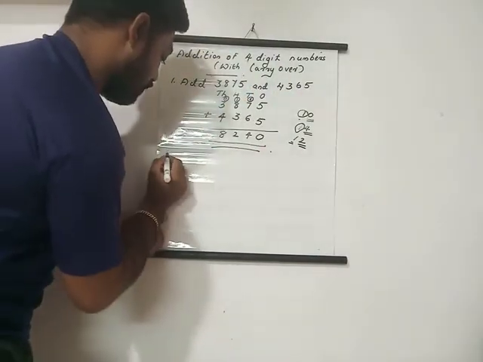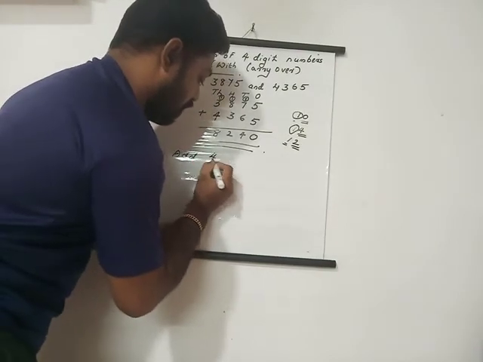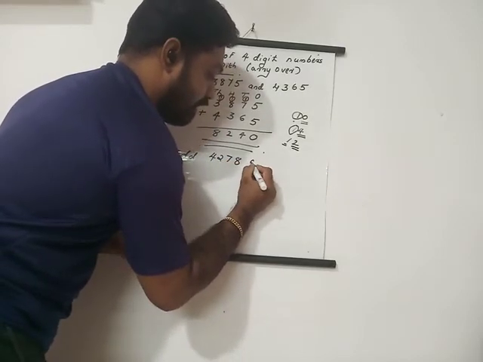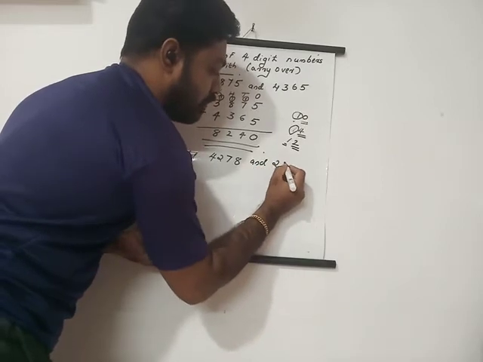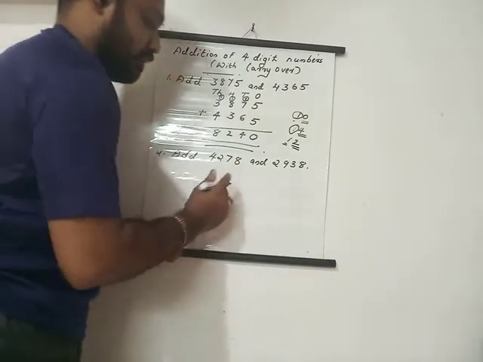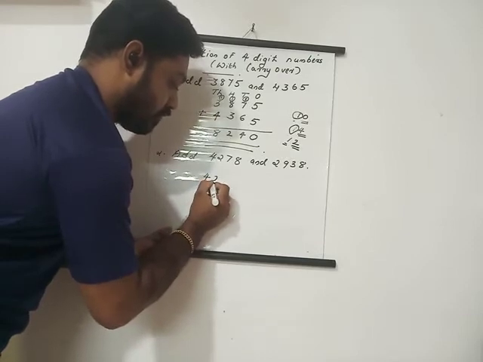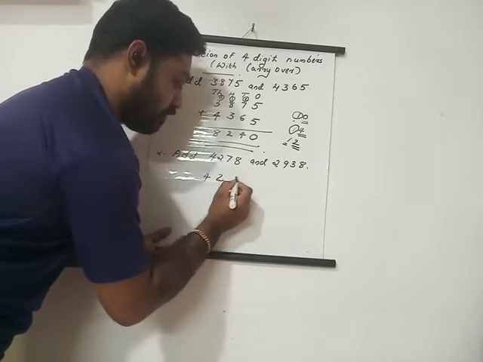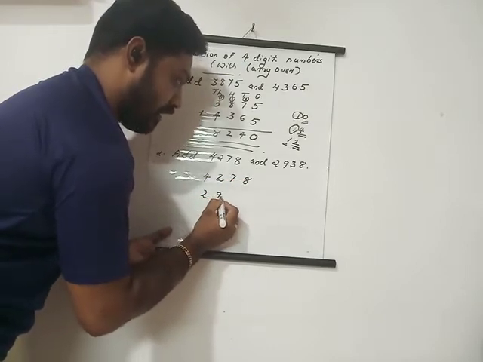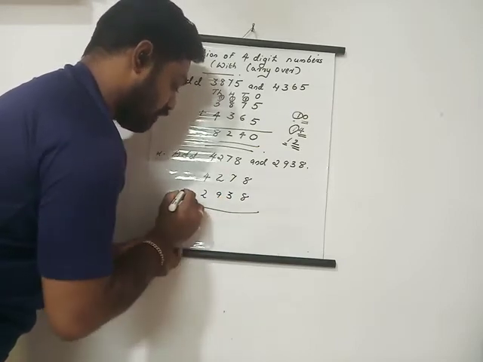Add 4278 and 2938. This is the number to add. First, write this number, 4 2 7 8, then 2 9 3 8. Then we have to add.